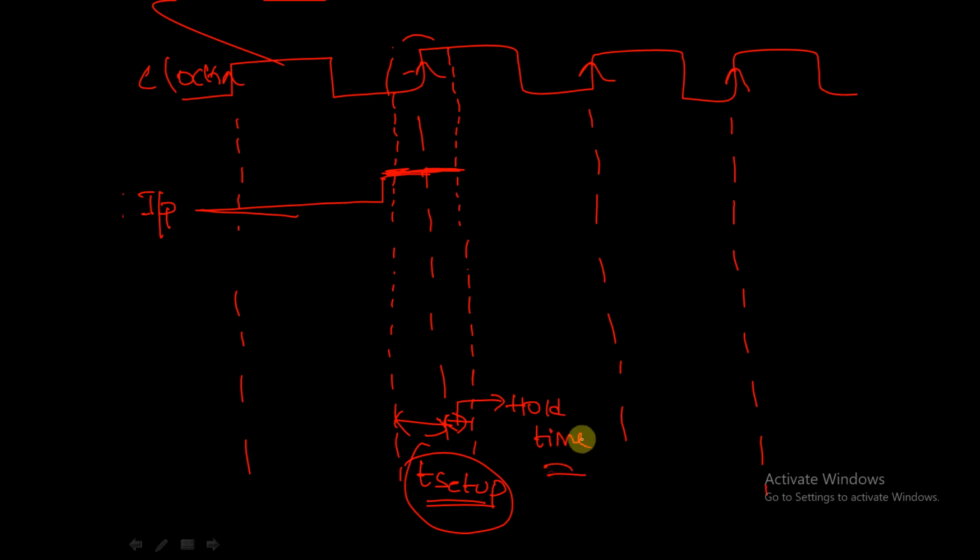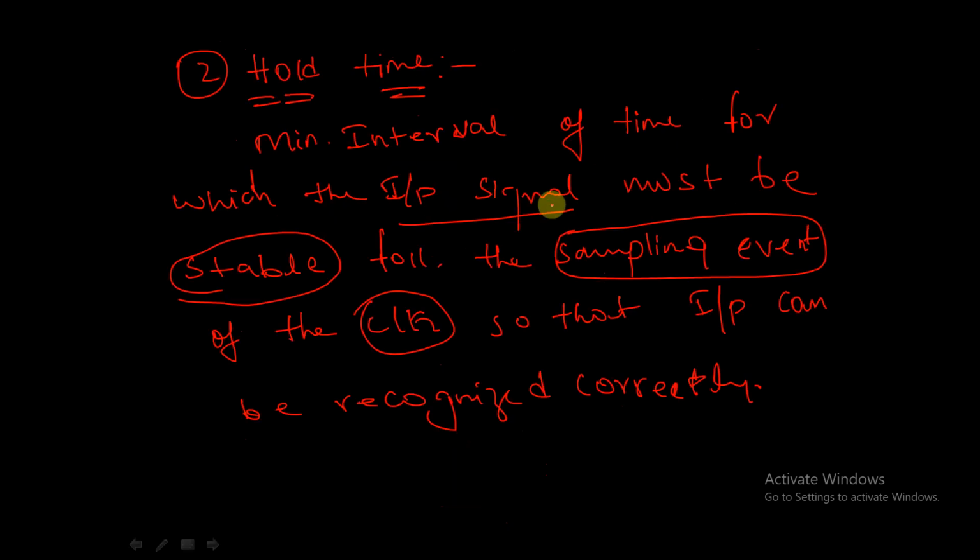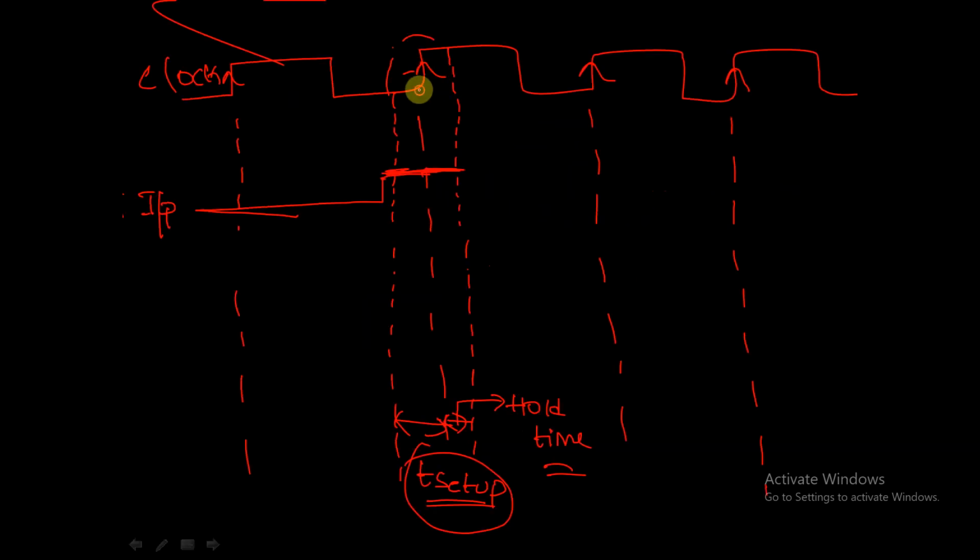Hold time. The minimum interval of time for which the input signal must be stable following the sampling event. Here my sampling is occurring. So immediately I should not change my input. It should be stable. For how much time? That time is called hold time.